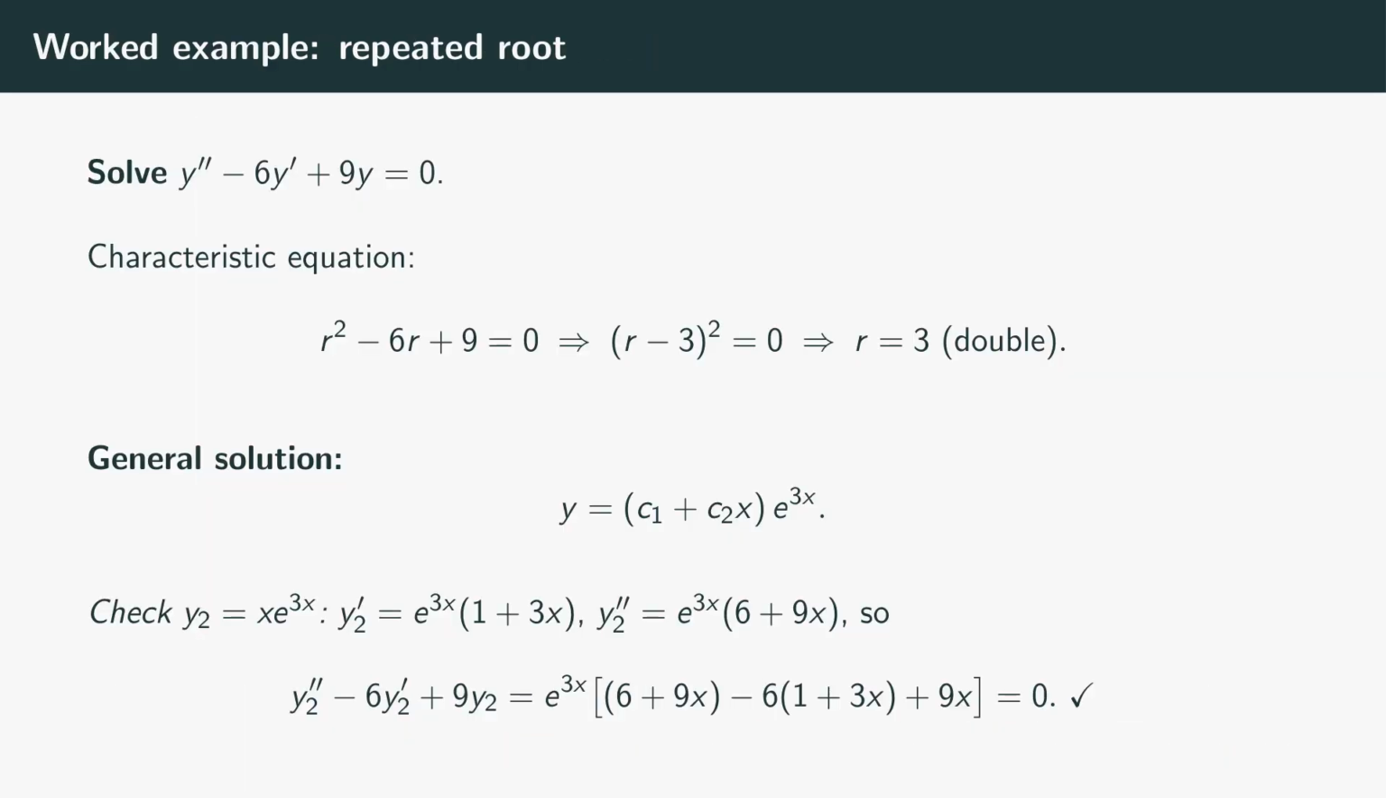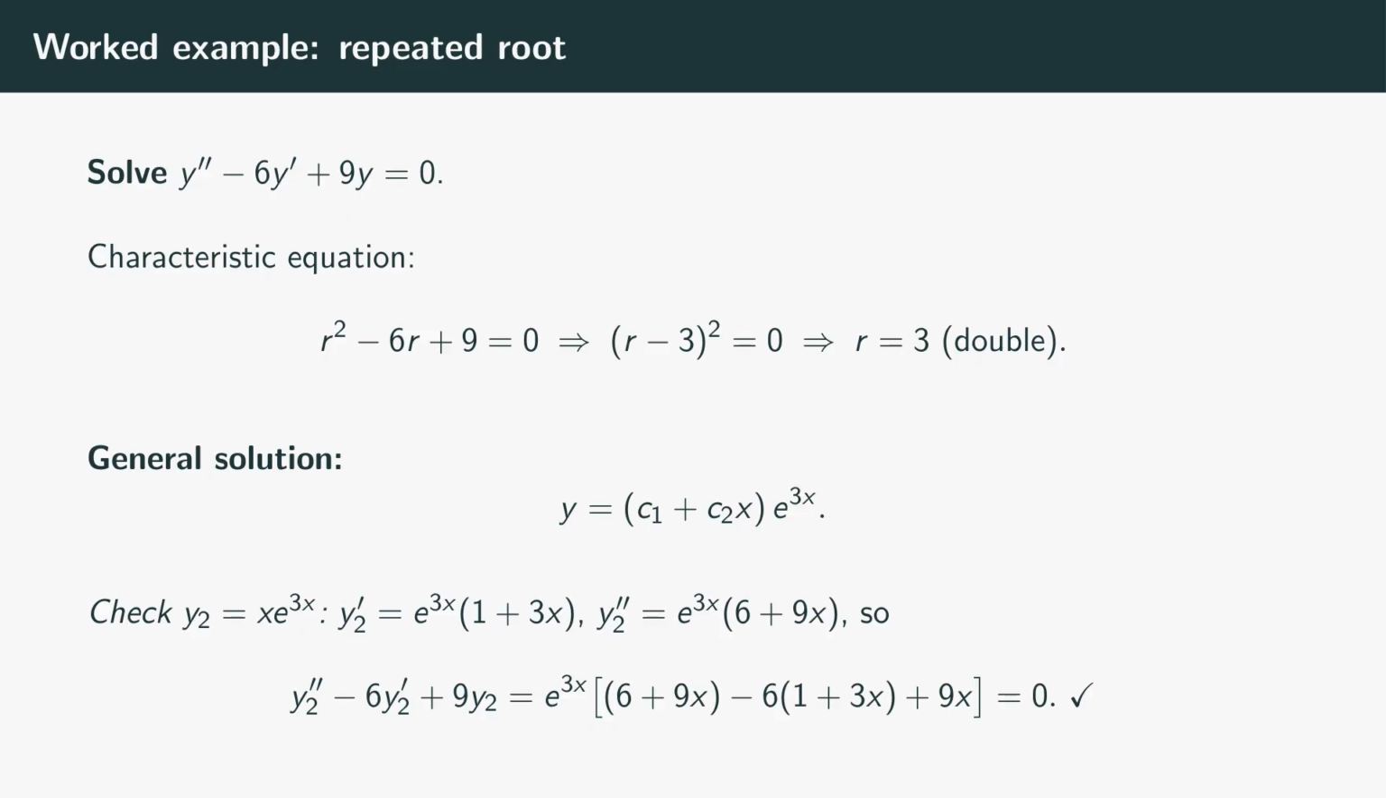Let's solve a repeated root example. Take y'' minus 6y' plus 9y equals 0. The characteristic equation is r squared minus 6r plus 9 equals 0, and that factors as (r minus 3) squared. So r equals 3 is a double root. Drop it into our formula. The general solution is (c1 plus c2x) times e to the 3x.